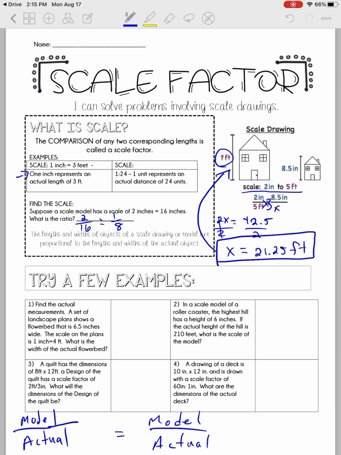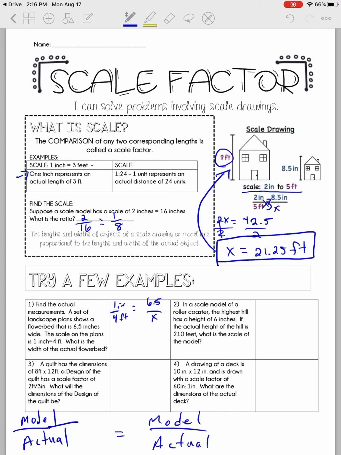Now, let's try a couple of more scenarios. Find the actual flower bed measurements. A set of landscape plans shows a flower bed is 6.5 inches wide. The scale of the plans is 1:4, or 1 inch over 4 feet. And we want to know what that equals in real life.